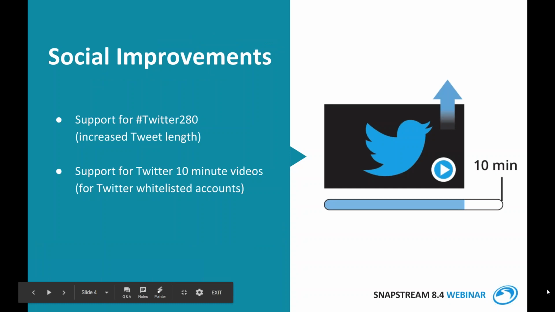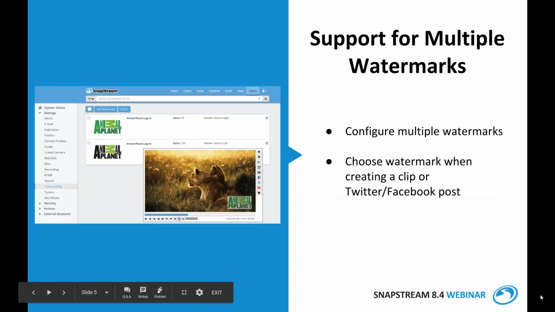Social media improvements. SnapStream now supports Twitter's increased character limit from 140 characters to 280 characters per tweet. Take full advantage of the increased limit when tweeting TV clips or GIFs to all of your followers. In addition, if Twitter has whitelisted your handle for 10-minute video uploads, then SnapStream automatically detects and unlocks that capability for each whitelisted handle. Alrighty, let's go to the next one.